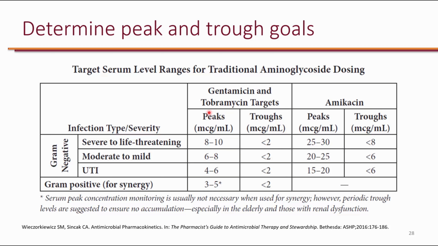Now, the peak is what tells you the efficacy. So the peak to MIC ratio should be these targets, and that tells you efficacy. We also target trough for safety. So we want to make sure that the trough is also less than 2 for all of these to make sure that we minimize the risk of nephrotoxicity and ototoxicity. Now, the dosing for tobramycin and gentamicin are identical. So these targets are for both gentamicin and tobramycin. Now, if you happen to be using amikacin, these are the different targets for amikacin.